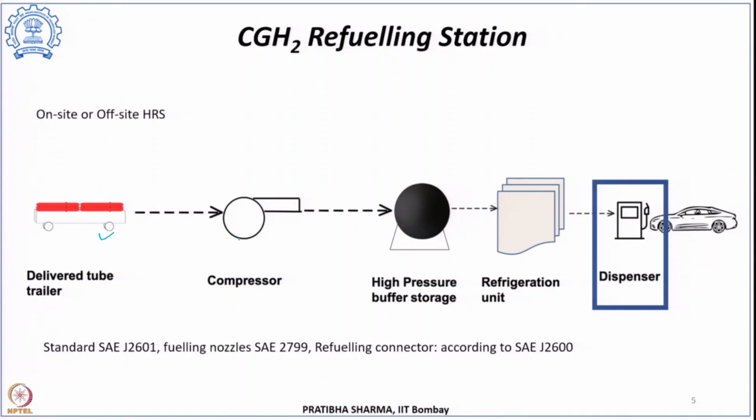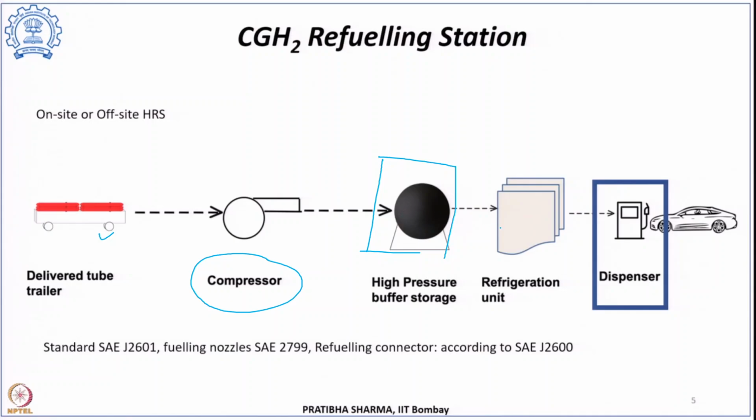Then it will be stored at very high pressure because there is a limited storing volume. So we have to store this hydrogen at higher pressure, using a compressor. Suppose the hydrogen is delivered by the tube trailer, and this hydrogen will be compressed by the compressor, and this compressed hydrogen will be stored in the refueling stations. It is actually underground storage.